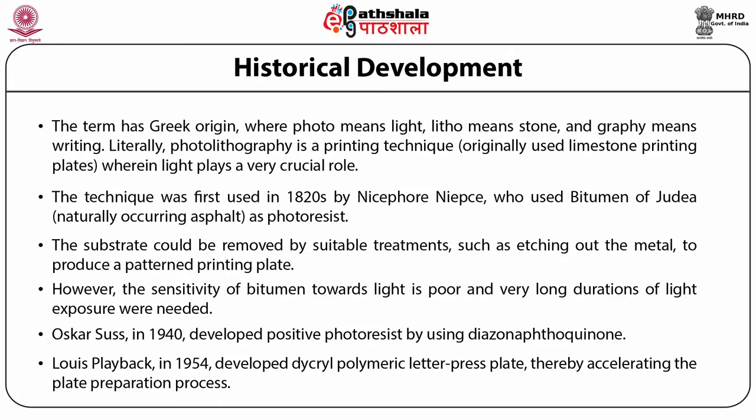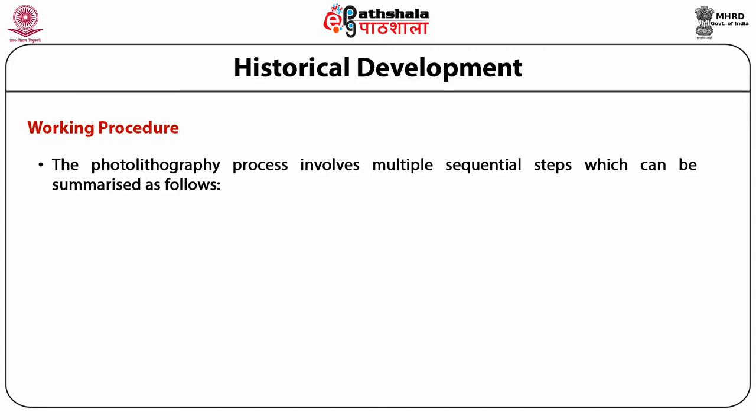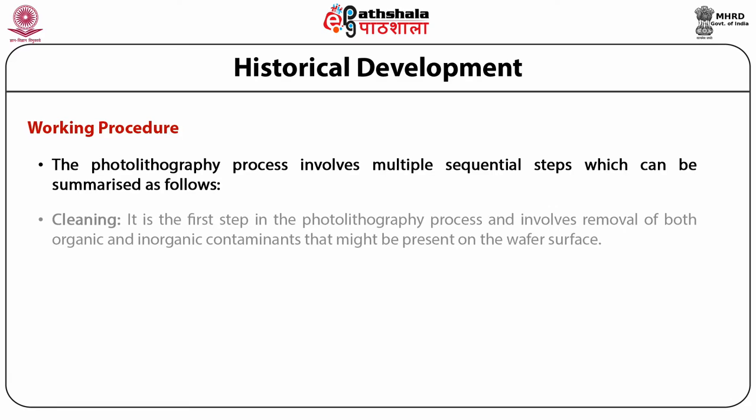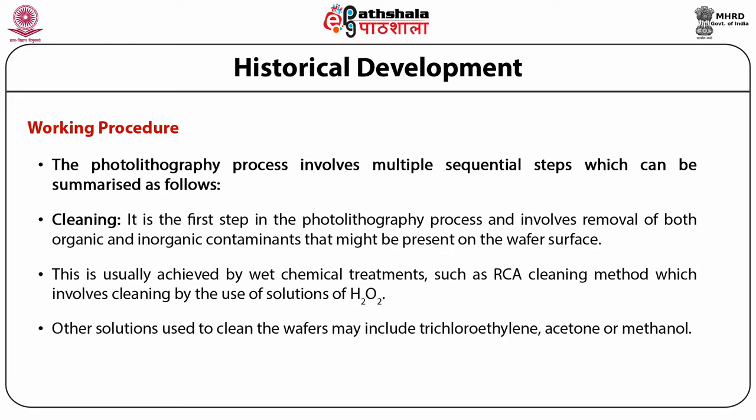Students, let us see the working procedure of photolithography. The photolithography involves multiple sequential steps, which can be summarized as: first, cleaning. It is the first step in the photolithography process and involves removal of both organic and inorganic contaminants that might be present on the surface of the wafer. It is usually achieved by wet chemical treatments such as the RCA cleaning method, which involves cleaning by the use of a solution of hydrogen peroxide, that is H2O2. Other solutions used to clean the wafer may include trichloroethylene, acetone or methanol.